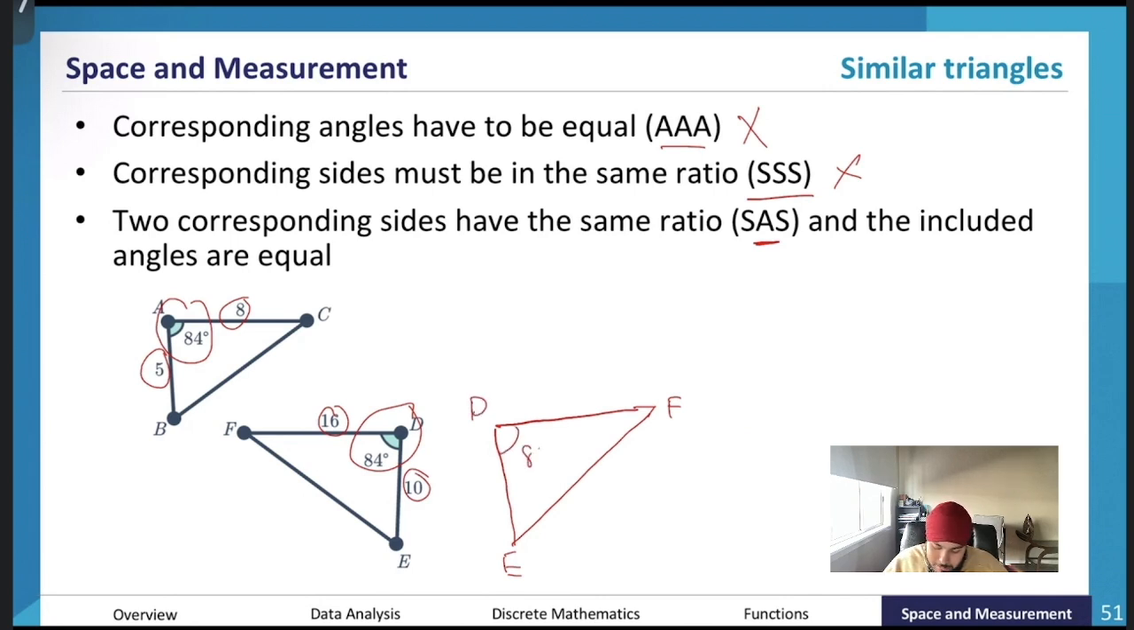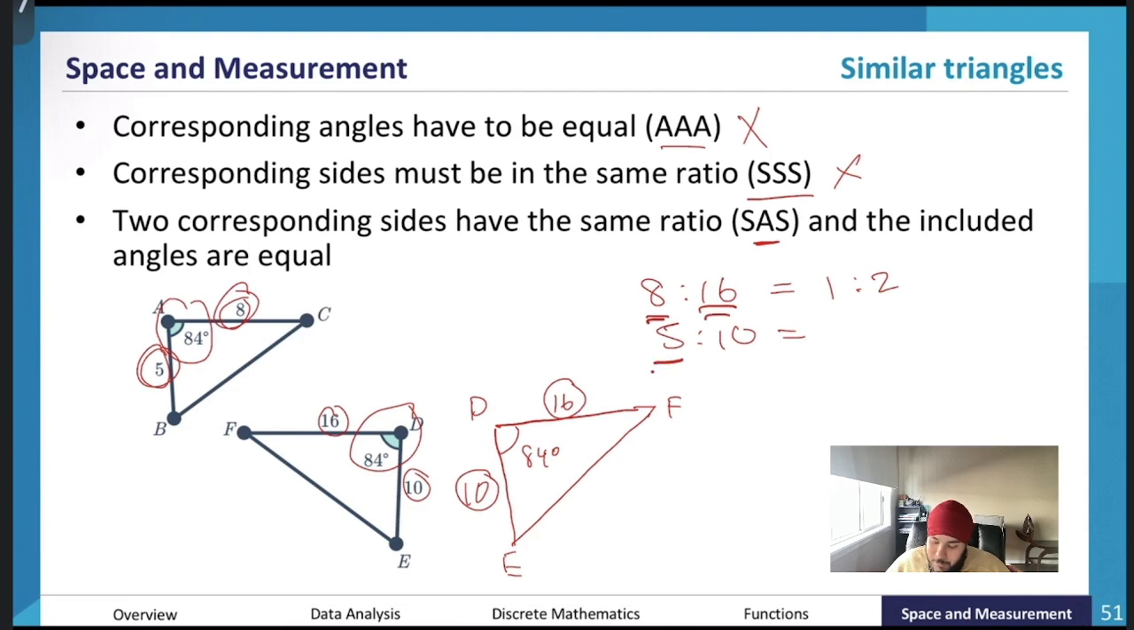So I have 84 degrees here, and I have 10 here, and I have 16 here. Now I'm going to see if the corresponding sides are in the same ratio. So 8 to 16, and we also have 5 to 10. 8 to 16, if you divide both by 8, it's 1 to 2. And similarly, 5 to 10, if you divide by 5, it's 1 to 2 as well. Yep, so they're in the same ratio. So that means this is a similar triangle.